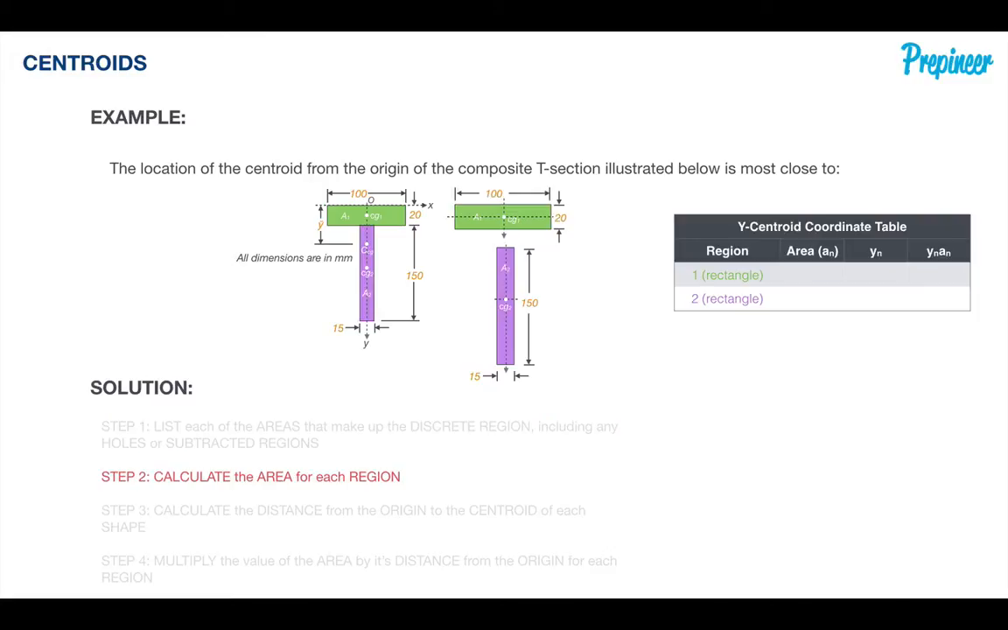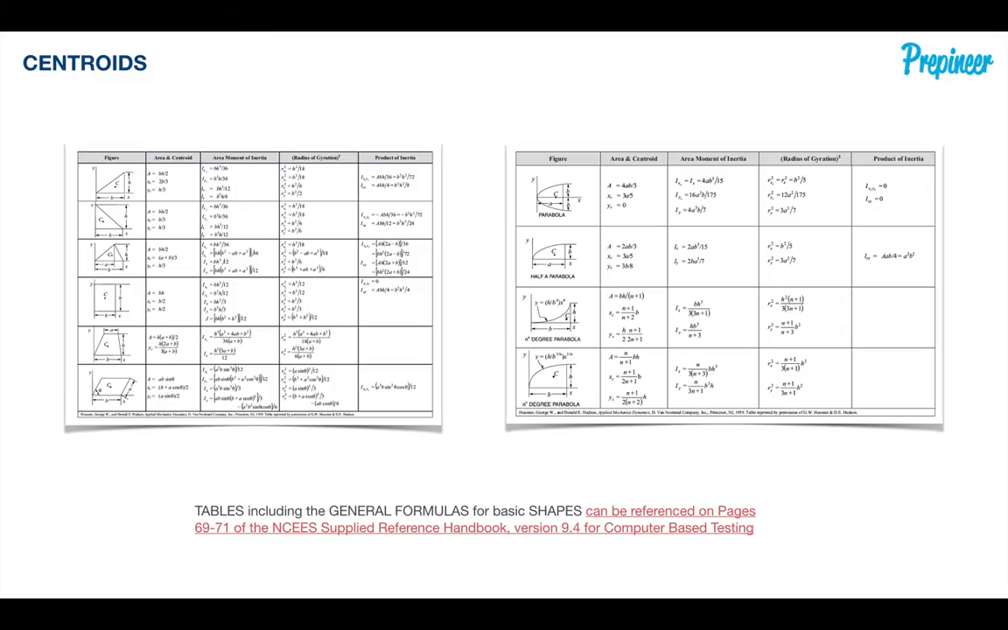So step 2 of this process requires that we calculate the area for each of our regions. Now, if we grab our NCEES reference handbook, we flip back to the statics section. Pages 69 through 71 will have a few tables defined with the characteristics of a number of simple shapes that we will encounter. The first column will define the shape, whether it's triangle, rectangle, or etc. And the second column will give us the general formulas to determine the area and the centroid of that shape. Now, this is definitely going to come in handy.